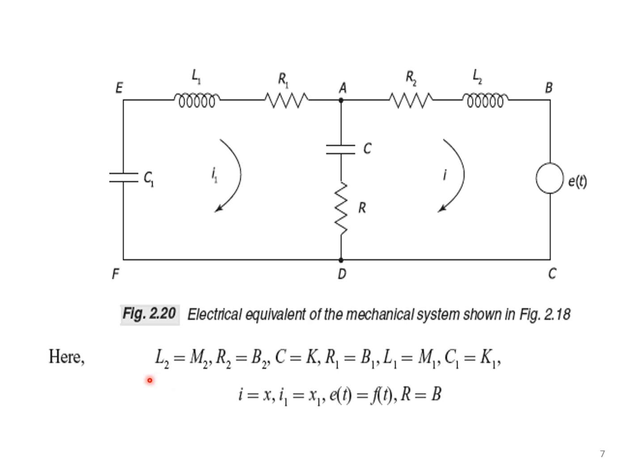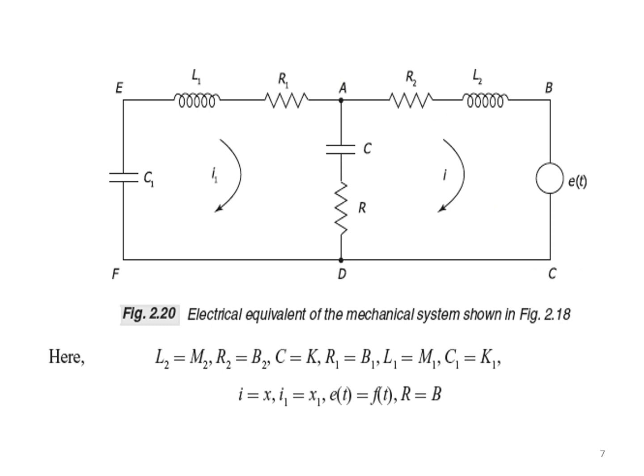So the equivalent values of the physical systems are represented here. L2 is equal to M2, R2 is equal to B2, C is taken as K, R1 is taken as B1, L1 is represented with M1, C1 is taken as equal to K1, and the current I is taken as equal to the derivative of the displacement x and x1. E of t is taken as equal to force and R is taken as equal to B. So these are the equivalent values we have got with respect to the force voltage analogy.